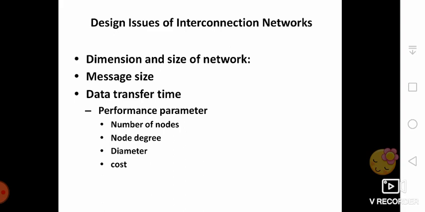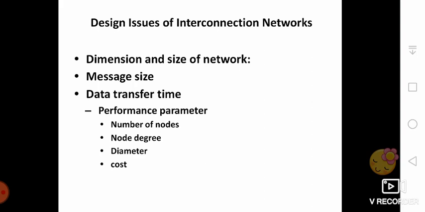Then symmetry of the network. It is important to consider whether the network is symmetric or not, that is, whether all processors are connected with the same number of processing elements, or the processing elements at corners or edges have a different number of adjacent elements.